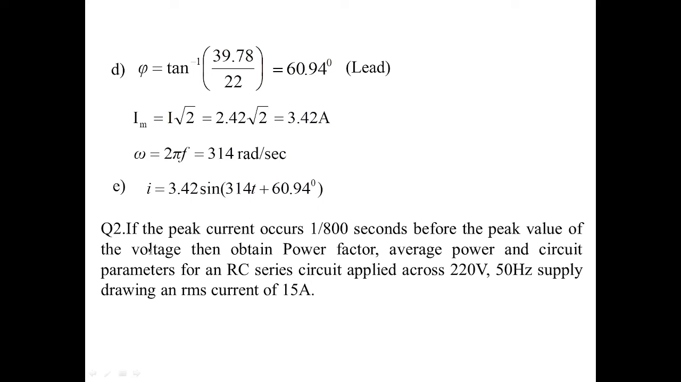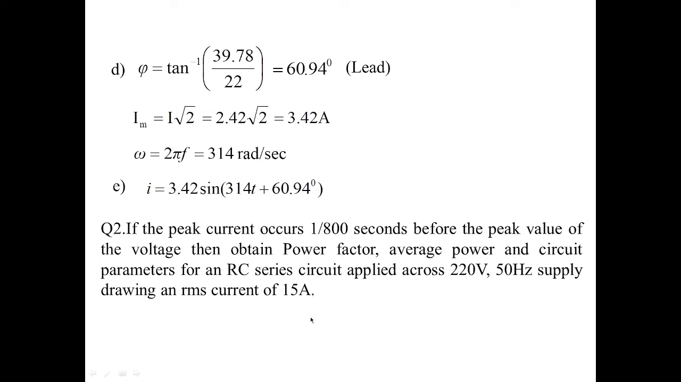In the next problem, you can see, if the peak current occurs 1 by 800 seconds before the peak value of the voltage, then obtain the power factor, average power, and circuit parameters for an RC series circuit applied to a 220 volts 50 hertz supply, which is drawing an RMS current of 15 amperes.